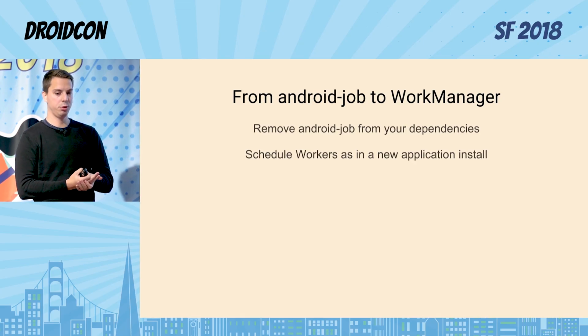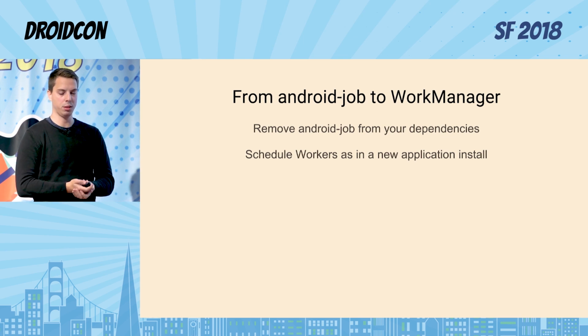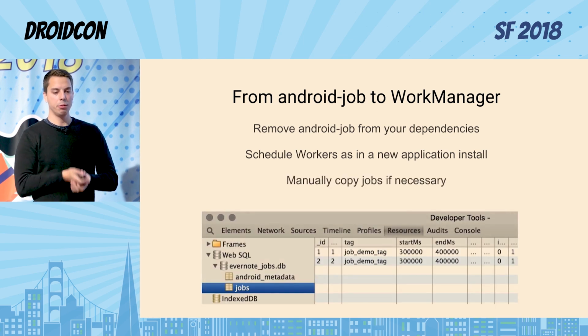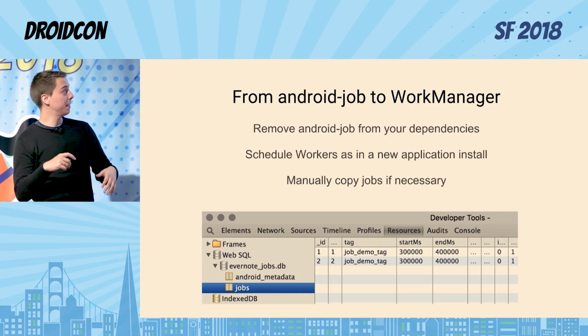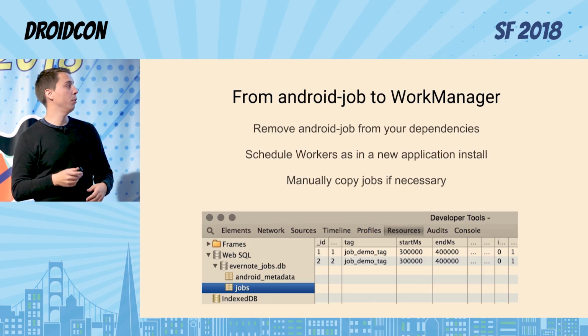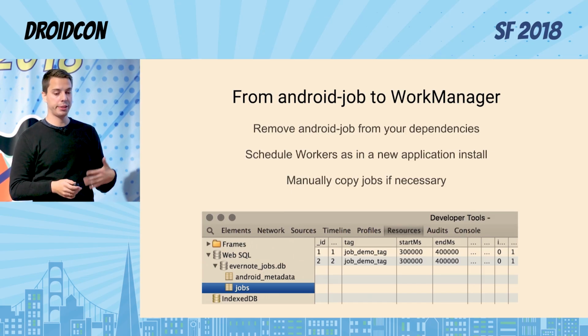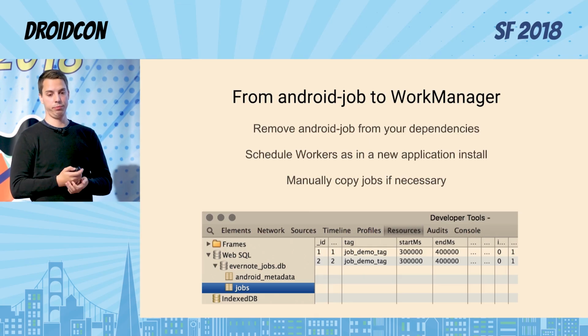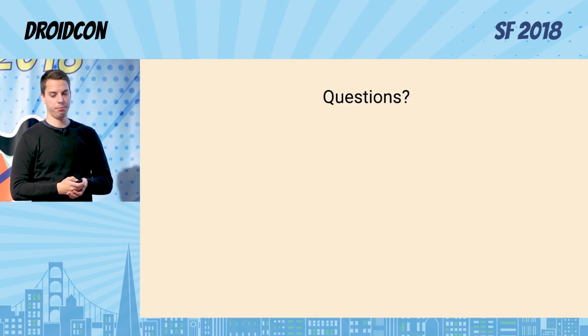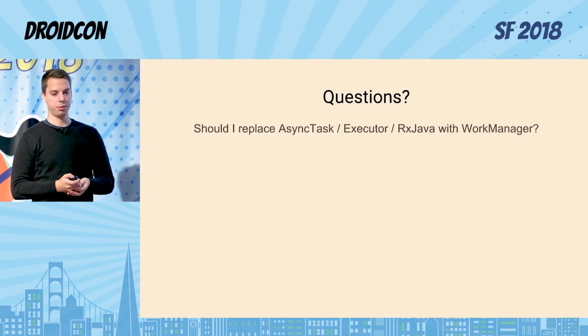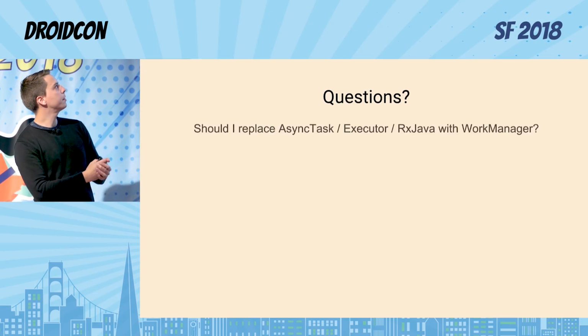And you do the same thing when you remove Android Job. With your new workers, you just check this condition. In the worst case, if you really want to copy data over from Android Job to WorkManager, Android Job uses a database internally, and it's still around. There you find all the information that it stores, and you can query this database manually and then copy things if you need to.